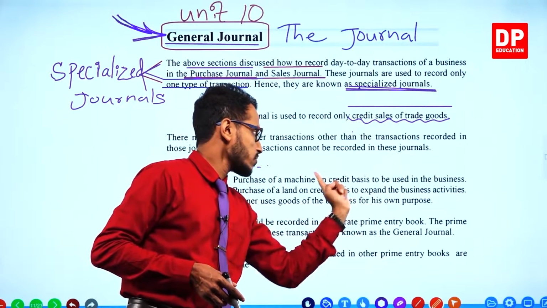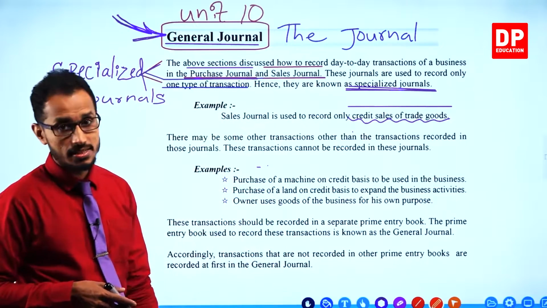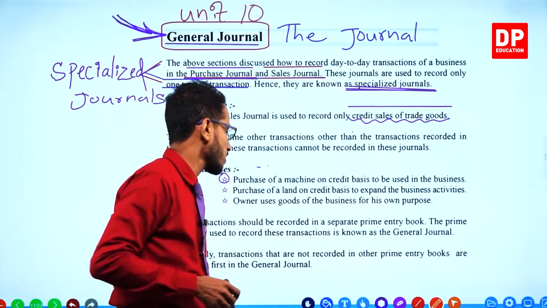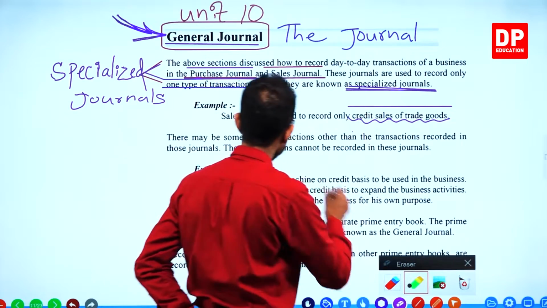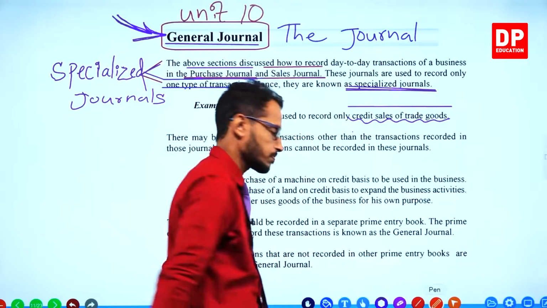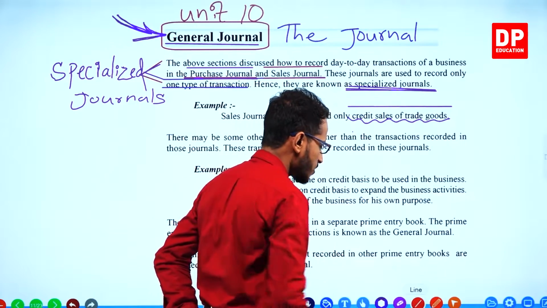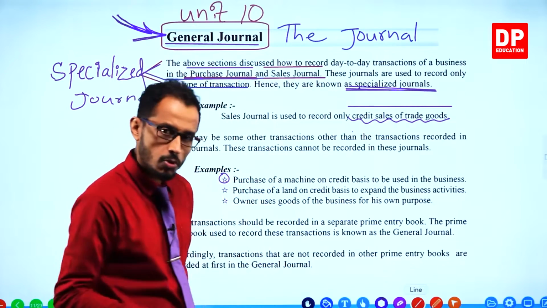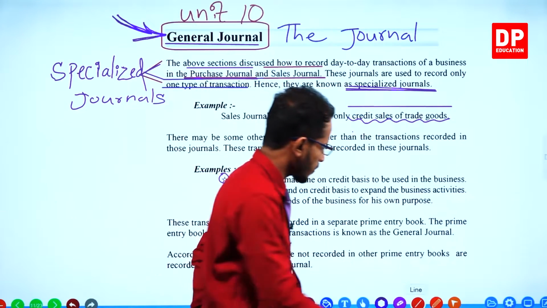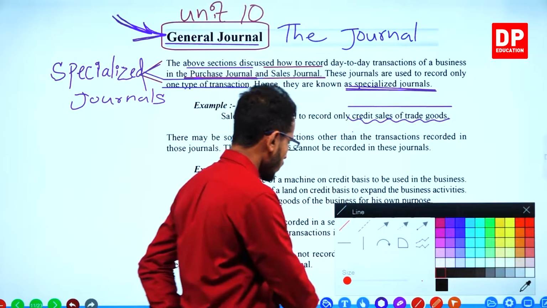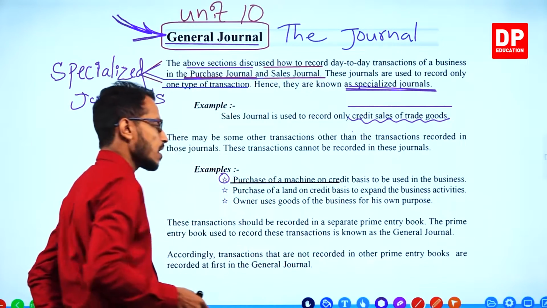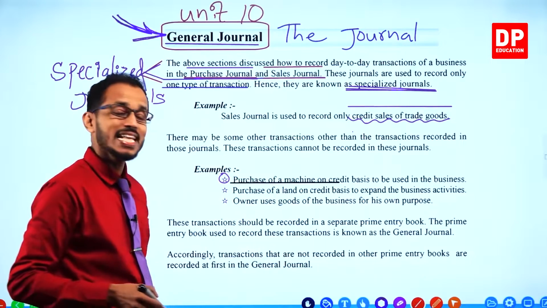Purchase of a machine on credit basis to be used in the business. Purchase of a machine on credit basis. Purchase of a machine. Why can't we record purchasing of a machine in the cash book? Why? It's your turn now. Tell me why. Why can't we record the purchase of a machine in the cash book?